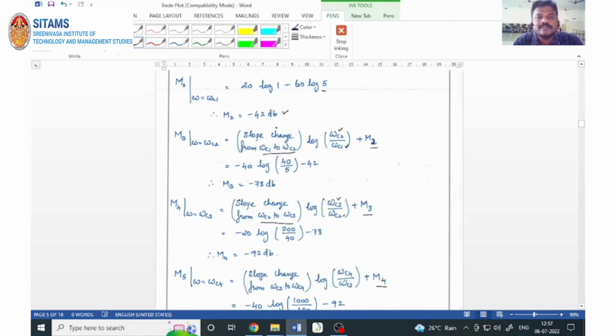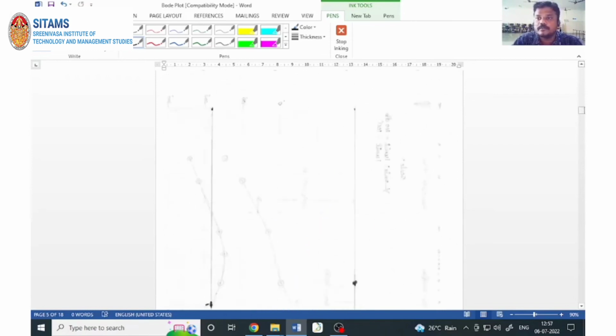Now a few students have this doubt: sir, what is that slope change from omega c1 to c2? Very simple. You have to check the table and the term corresponding to the first term where you put it; that will be the slope change. Here I am going to show you the slope change from omega c1 to c2. So here we will go back to the table.